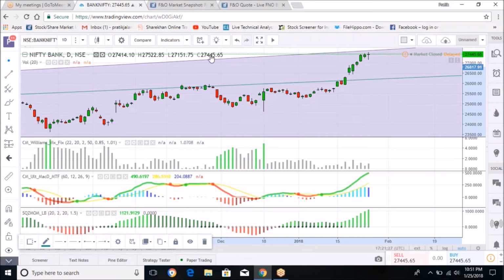So be with it. We have gaps to fulfill. The first gap here on the daily is 24,305. This can be filled if we break this long-term trend line, which is 26,273. So suppose Nifty starts trending down from this point, this is a long-term channel.